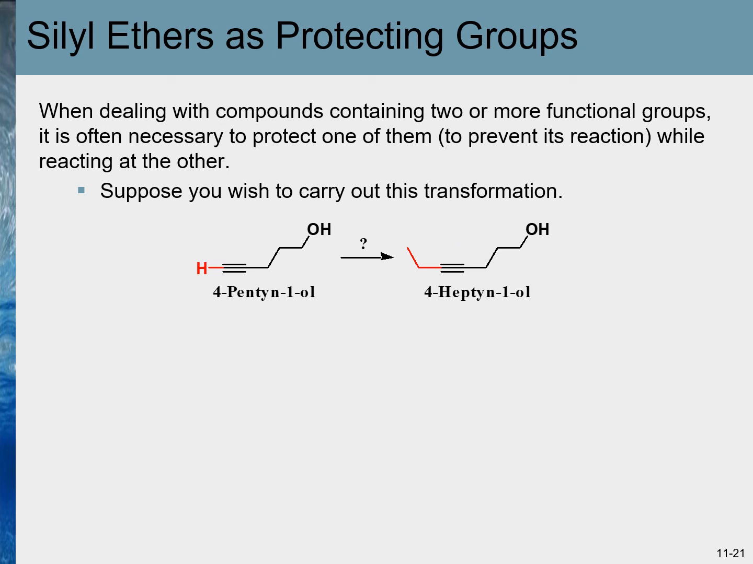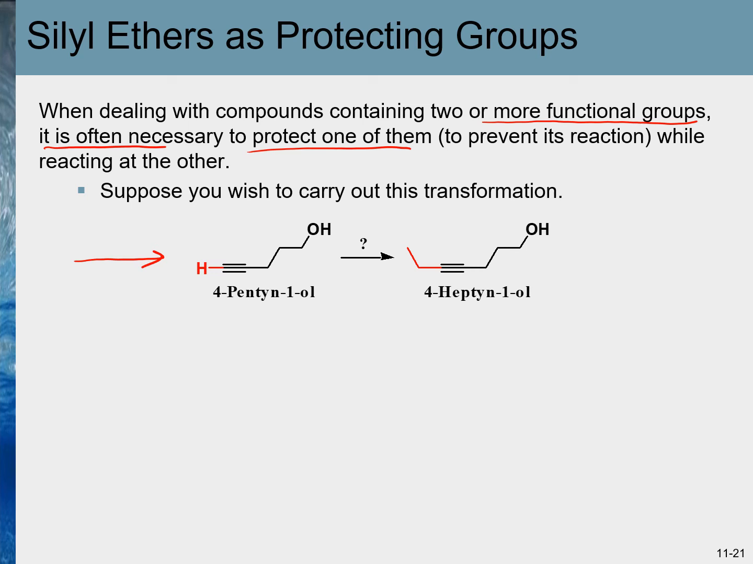In this section, we will discuss one of the most important concepts which is used when we plan any organic chemistry synthesis reaction. When dealing with compounds containing two or more functional groups, it is necessary to protect one of them to prevent its reaction while reacting at the other functional group. Let me give you one example. Suppose we want to carry out this reaction.